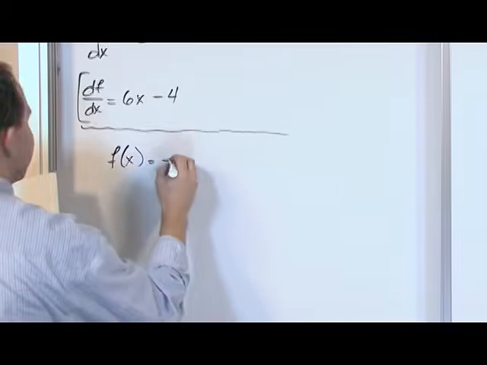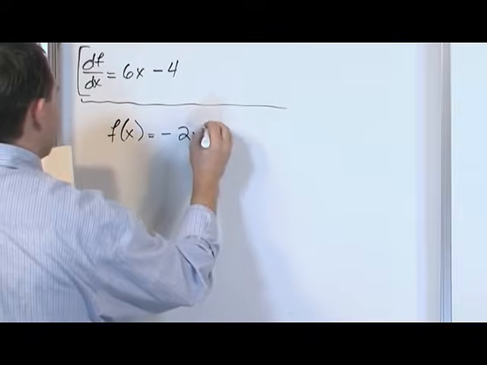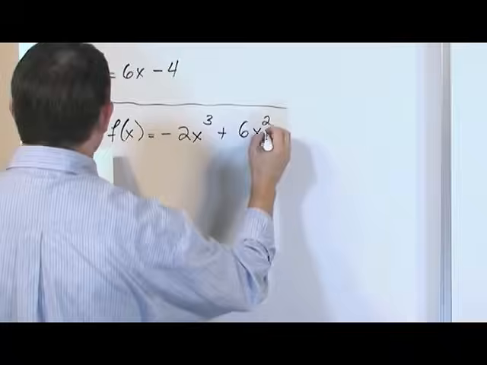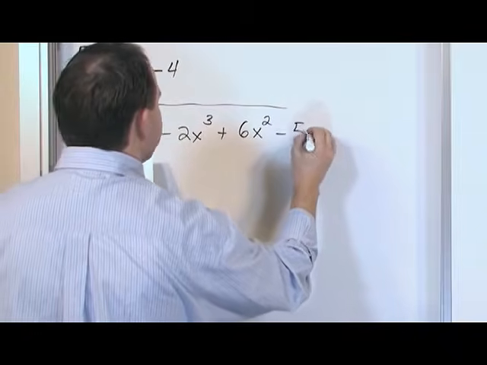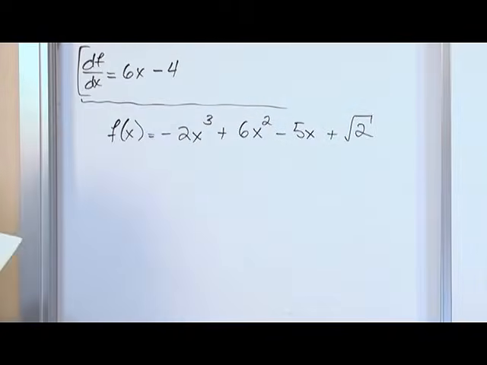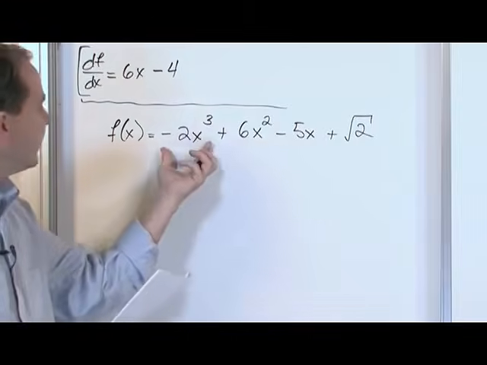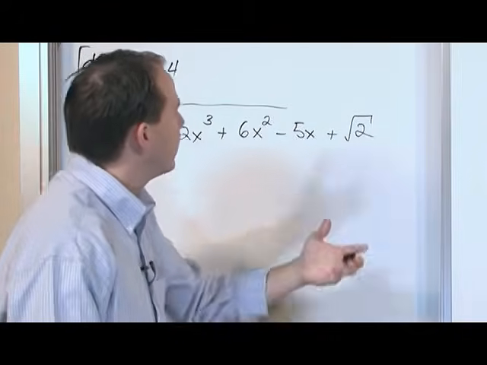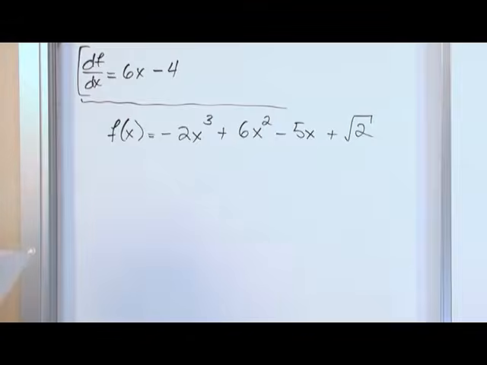F of x, let's say, is negative 2x cubed plus 6x squared minus 5x plus the square root of 2. So again, another polynomial. This is added to this, is added to this, is added to this. So I take the derivative of each thing separately, and I'm just adding up the answer.